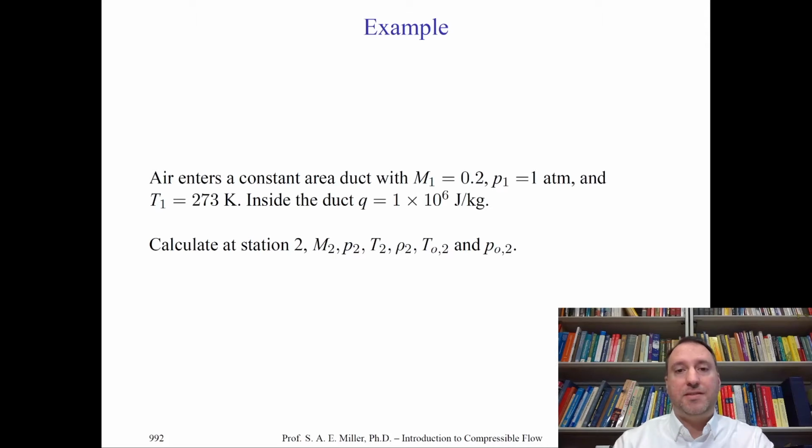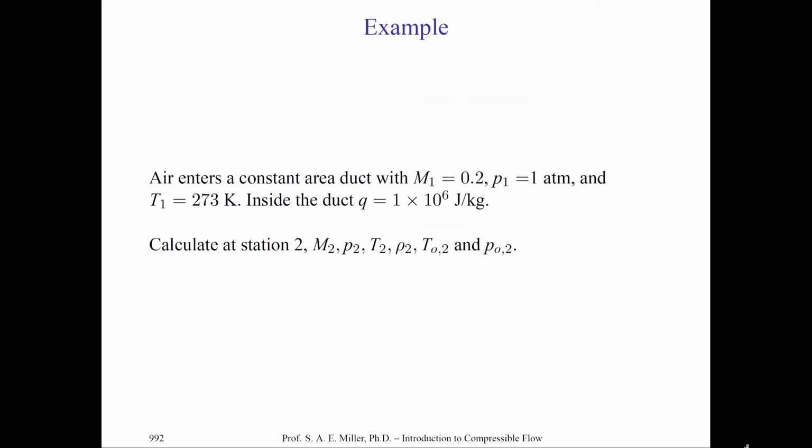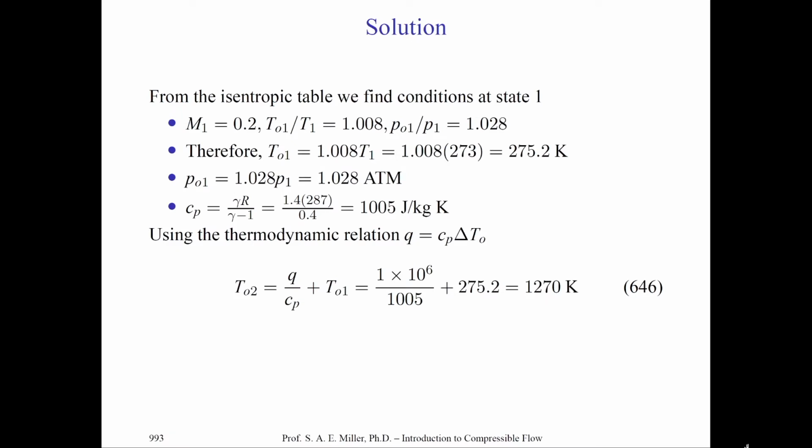And I think you'll find that this is the most straightforward marching problem for Rayleigh flow there is. Let's look over the solution. First of all, at state 1, we can find all the conditions based on the given information of Mach number, pressure, and temperature. At Mach 0.2, using the isentropic equations at station 1 only, we can find the ratios of total temperature to static temperature and total pressure to static pressure, which are 1.008 and 1.028 respectively.